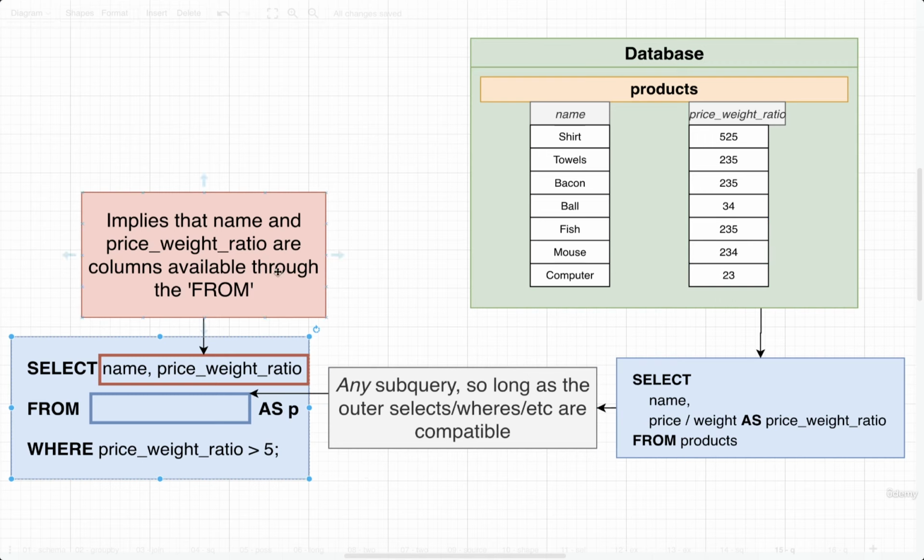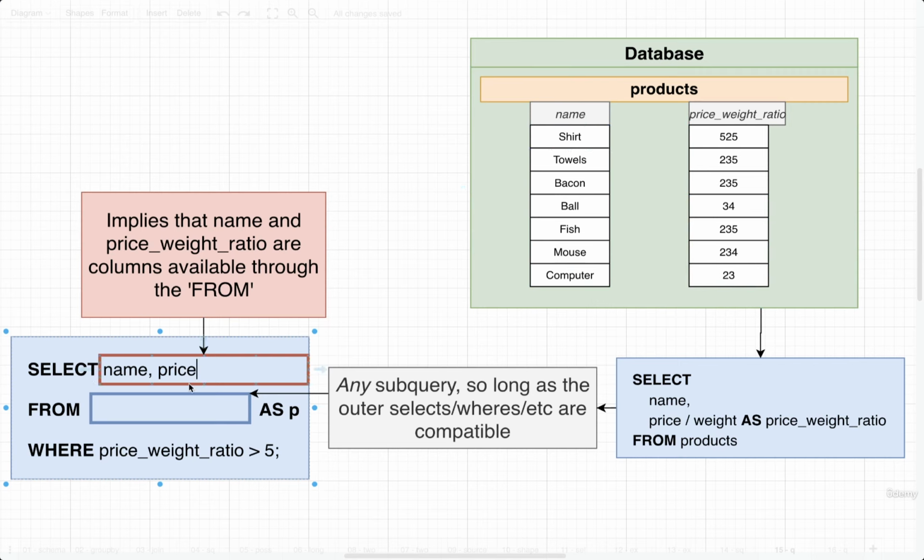Now you'll notice that on this diagram right here, I've got these two boxes, and I'm saying that, well, we need to make sure that the outer select is compatible. What does that really mean? The result of the subquery has only columns name and price to weight ratio. So inside of our select statement, if we asked for just price by itself, we would get an error. And that's because there is no price column inside of our subquery. The result of the subquery is just the two columns you see right here.